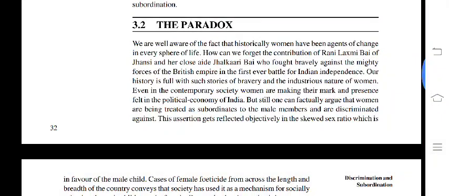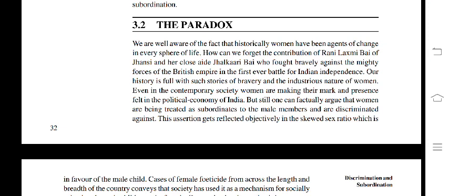The paradox. We are well aware of the fact that historically women have been agents of change in every sphere of life. How can we forget the contribution of Rani Lakshmibai of Jhansi and her close aide Jhalkari Bai, who fought bravely against the mighty forces of the British Empire in the first ever battle for the Indian independence. Our history is full of such stories of bravery and the industrious nature of the women.